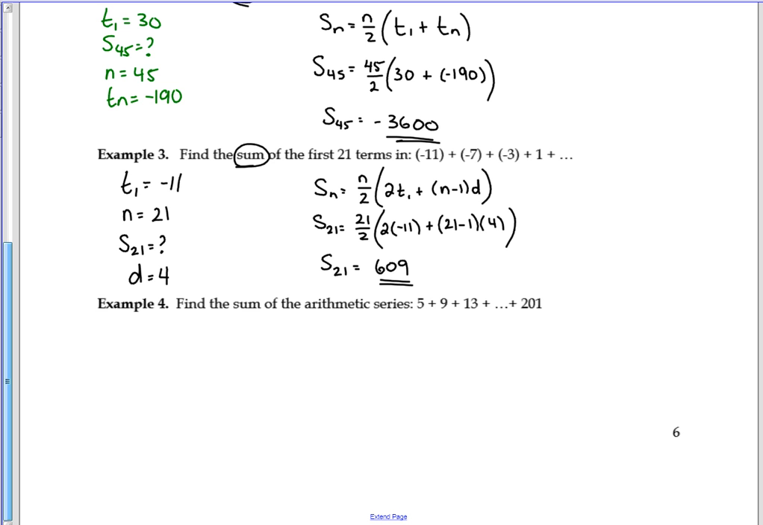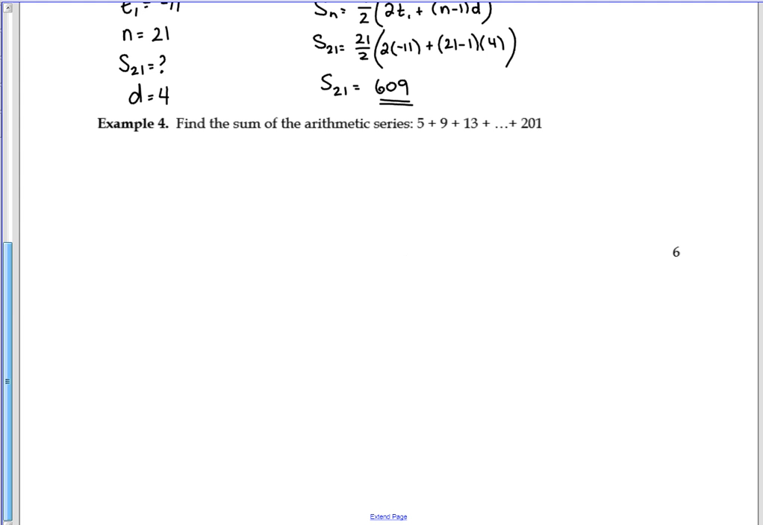Okay, find the sum of the arithmetic series: 5, 9, 13, ... 201. Okay, so this is technically our last question. I'm not sure if I'll add another one, but I might leave it here.